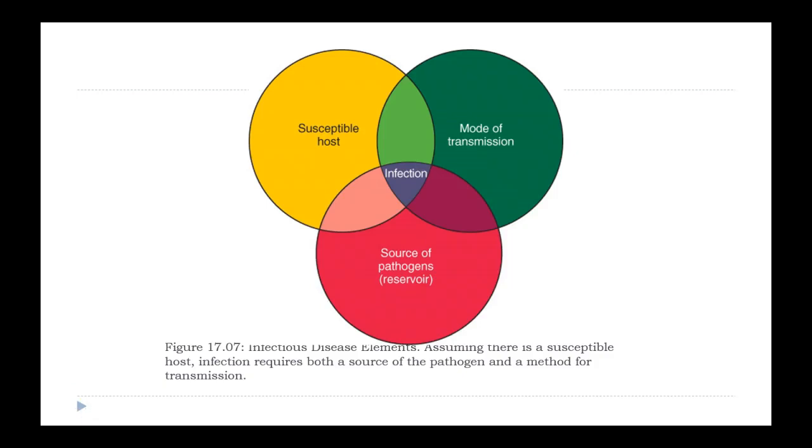When we look at disease as far as how it affects different people, there's a lot of things to consider. You can see in the center here, these three circles merge into infection. In order for an infection to occur, there has to first be a susceptible host. Some people are more susceptible than others.